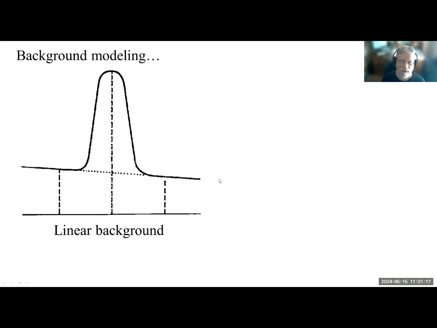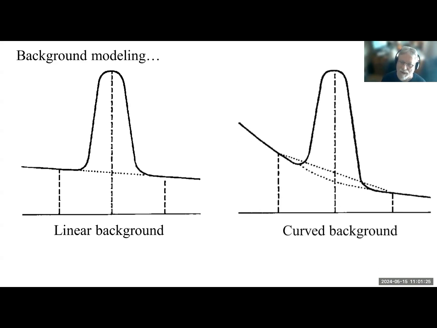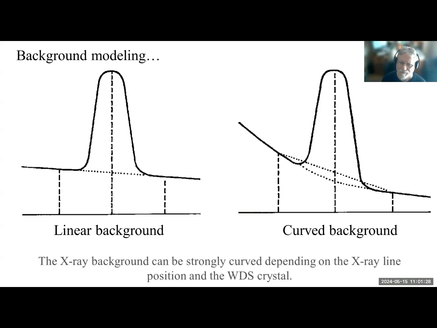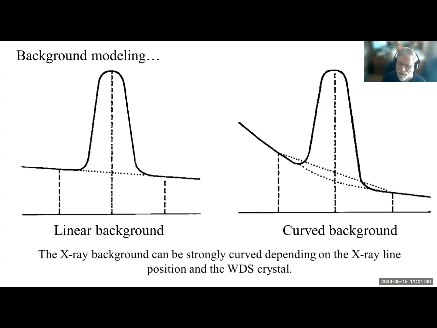There's obviously the simple linear background, which we usually assume, and it's usually pretty good, especially for major elements and minor elements. But depending on the specifics of the spectrometer, the crystal involved, and the X-ray position on the spectrometer, we can get very curved backgrounds, especially at low sine theta conditions. These curved backgrounds are not going to fit well if we have a linear background. So that's where you need to think about things.